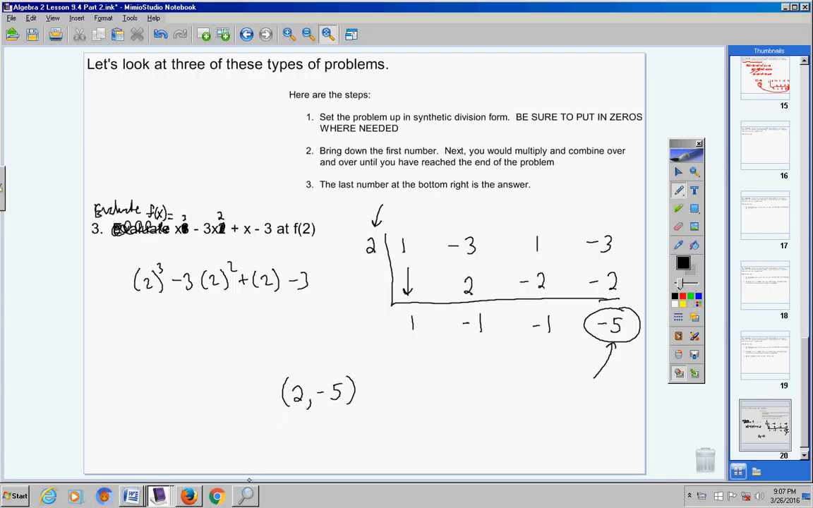Understand there are 2 situations in which we're going to use synthetic division. Number 1, in place of long division, as long as your divisor meets the 4 stipulations that I taught you. And then we're going to use synthetic division in place of direct substitution, or evaluating a function at a given value.